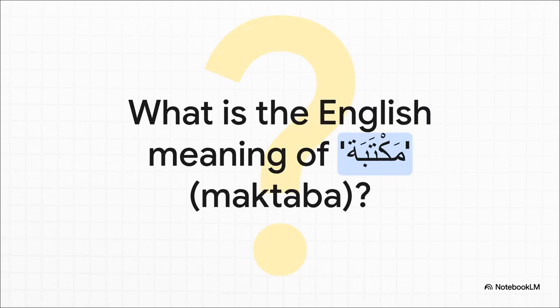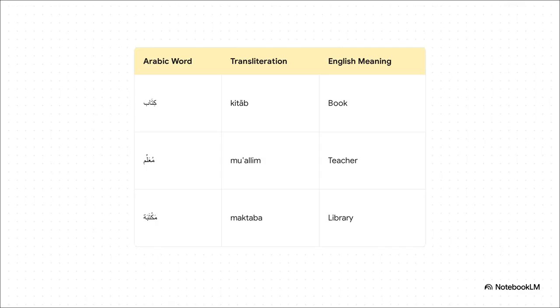Okay, one last vocabulary question for this section. How about maktaba? Take a look at those fathas, the little dashes above the letters. Think about the sound they make. What do you think this word could be? And the answer is library. Perfect. This little table is a nice summary of what we just learned. We've got kitab for book, mu'allim for teacher, and maktaba for library. Hey, look at that. In just a couple of minutes, you're already building a solid little vocabulary.